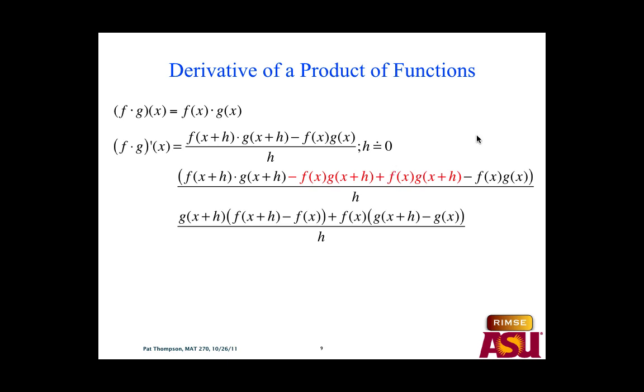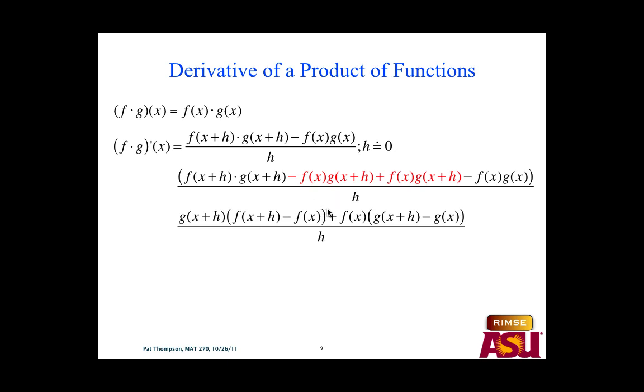In the second half of the numerator, the factor that those two have in common is f of x. If I factor out f of x, what remains from those two terms is a g of x plus h and a minus g of x. So if you can see the pieces inside the parentheses, like the leftover part from factoring out common factors in both halves of the numerator, it looks like our numerators from individual derivative expressions.